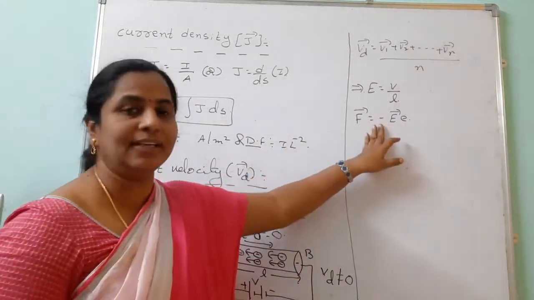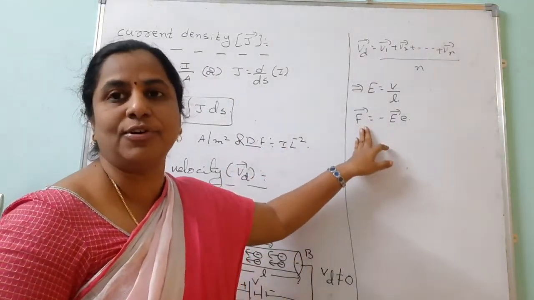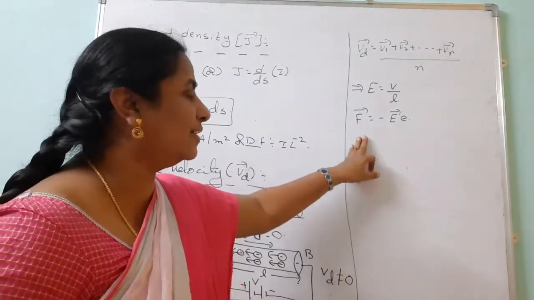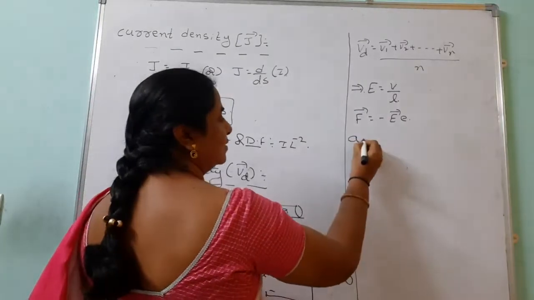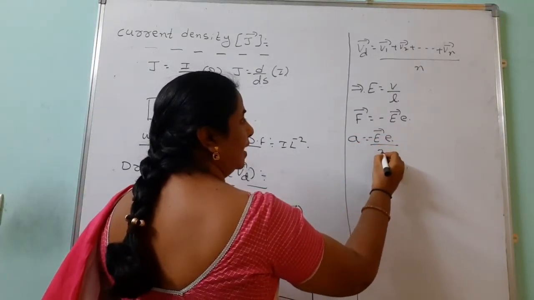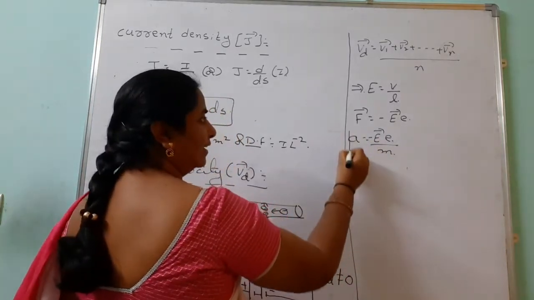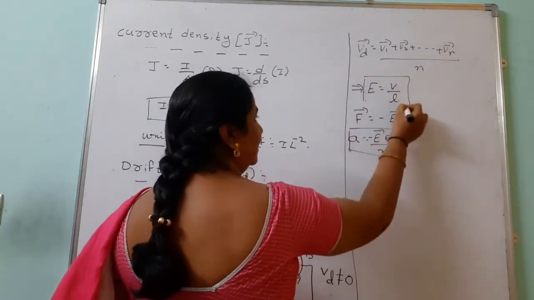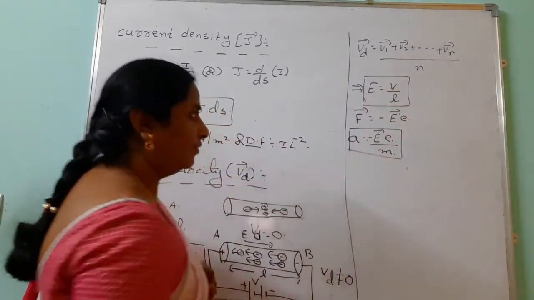That's why we are taking the negative sign. When we know the force, we can calculate the acceleration of these electrons. Why? From Newton's second law, a equals eE by mass of the electron m. So like that we can calculate the acceleration. We can find out the intensity of electric field.